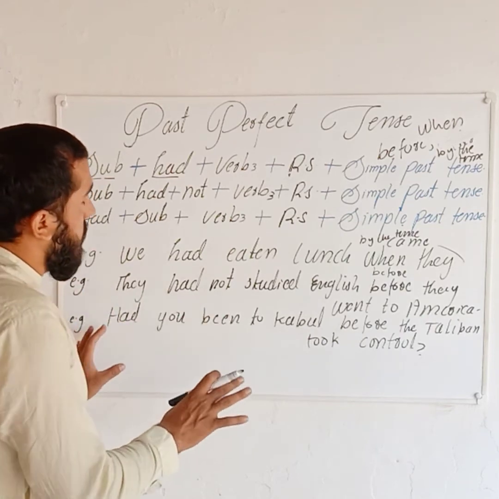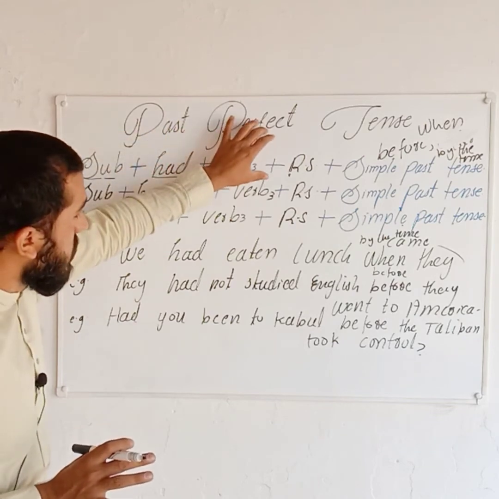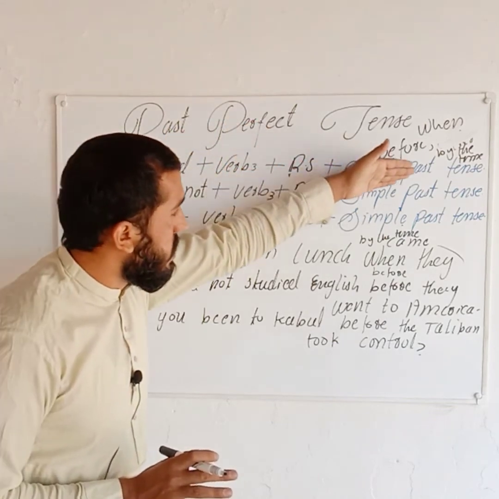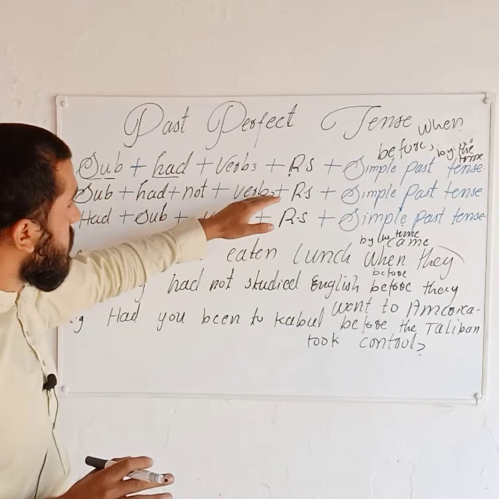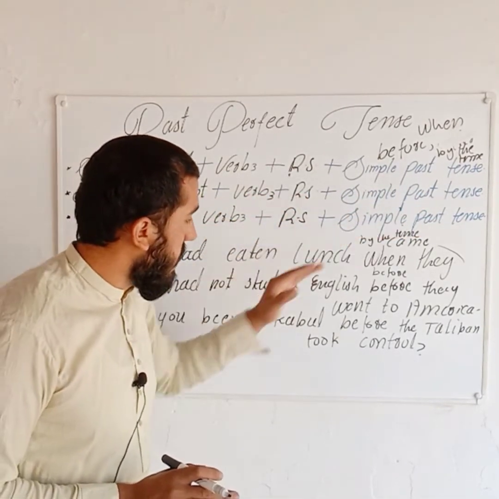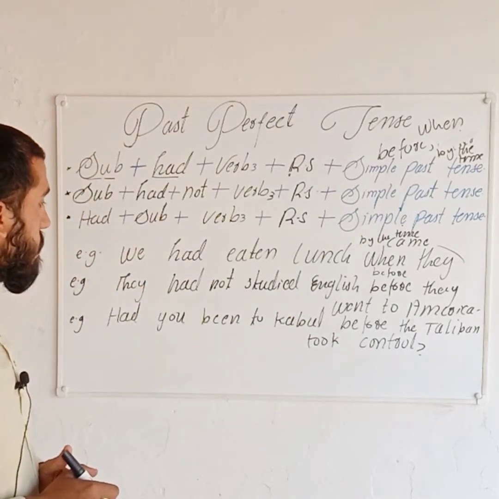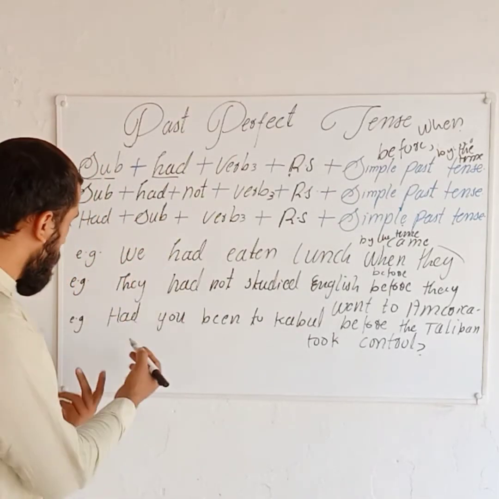Well, past perfect tense is pretty simple. This is the positive structure and then simple past tense. Negative structure, then simple past tense. Interrogative structure, then simple past tense. And these are the examples of past perfect tense. You can also make this pretty simple example.